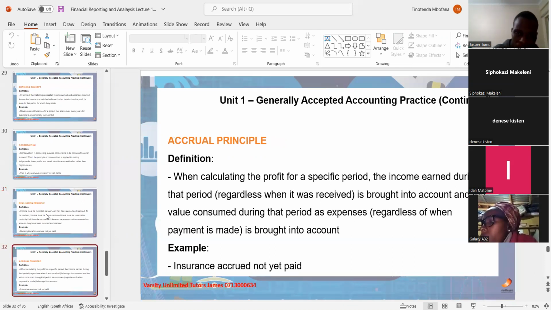Okay. Next one, accrual principle. The accrual principle is almost the same thing as matching, but slightly different. So we are saying that, I'll give you this example.